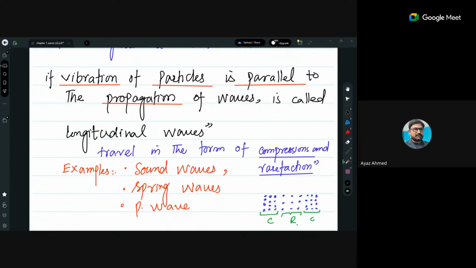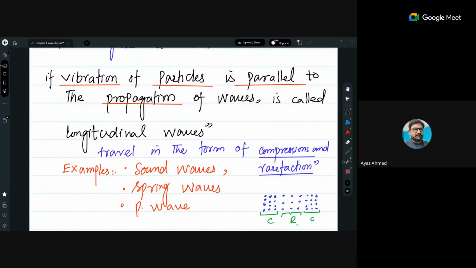Especially these waves travel in the form of compressions and rarefactions, and their examples are sound waves and spring waves, when the spring is compressed and then released. So, what type of wave is a gravitational wave? Oh, a G wave. What a question, man.